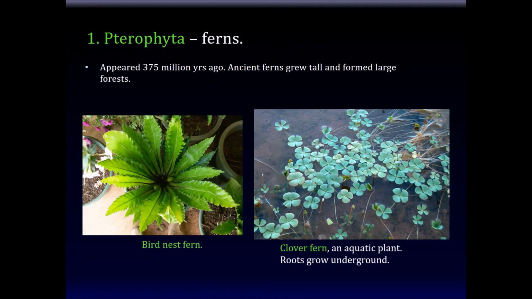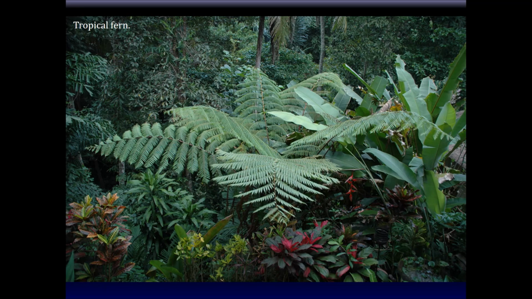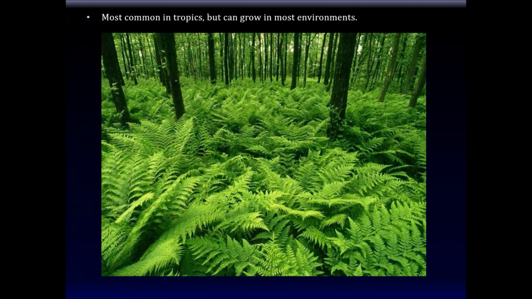The ferns, or the phylum Pterophyta, appeared some 375 million years ago. Ancient ferns apparently grew very, very tall and formed large forests. Now here are some examples of some current ferns. This is a bird nest fern on the left, and the clover fern, an aquatic plant whose roots grow underground. This is a tropical fern, quite beautiful, and they can get quite large. Although most common in the tropics, ferns can grow in most environments.